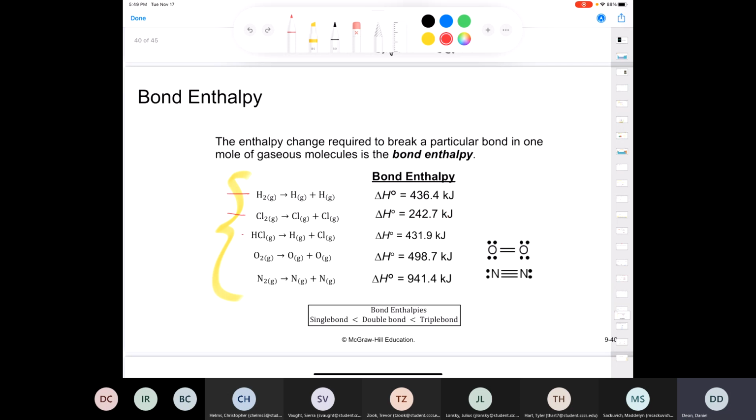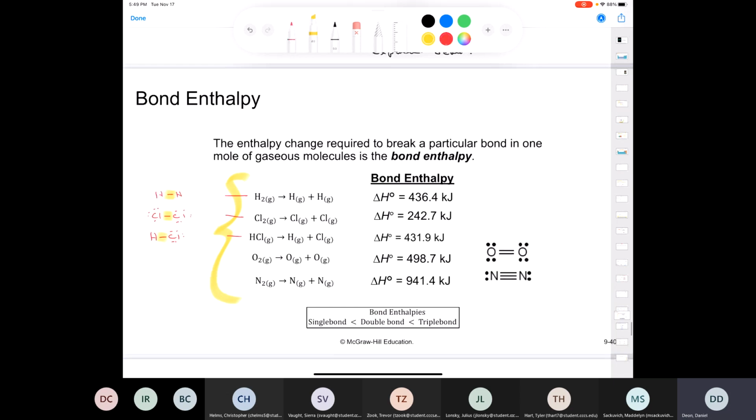What about HCl? That's a diatomic molecule. It's got one hydrogen, one chlorine. If I want to break that HCl, we could draw the Lewis structure of it. What we're doing here is we're talking about breaking this bond. With the Cl2, the Lewis structure of Cl2 is this. We're talking about breaking this bond. If I go to H2, there's the Lewis structure of H2. I'm talking about breaking this bond. Same rationale. If I want to break that bond between hydrogen and chlorine, it costs me 431.9 kilojoules. So it costs some energy to break bonds, doesn't it?